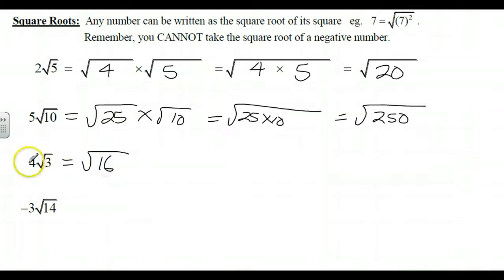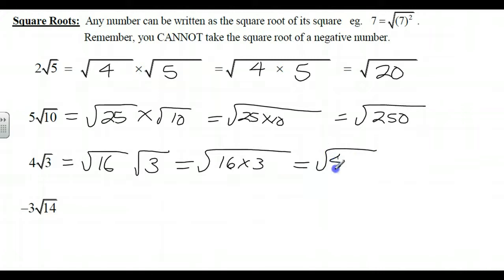4 is the square root of 4 squared, which is 16. So we get root 16, root 3. I don't usually write times signs like that. Oops, can't write with an eraser. Root 16, root 3, which is the root of 16 times 3, which is root 48.